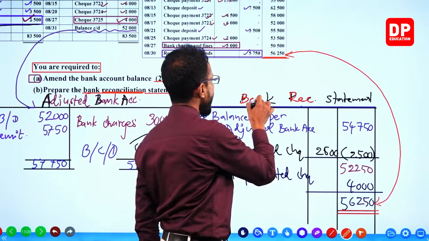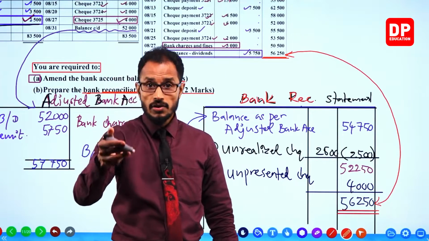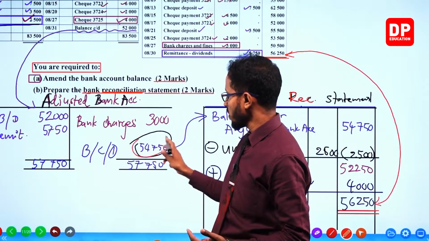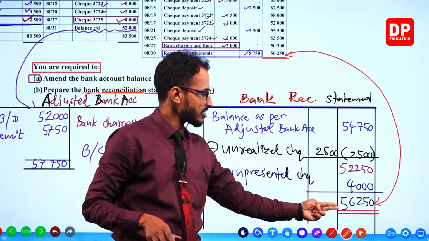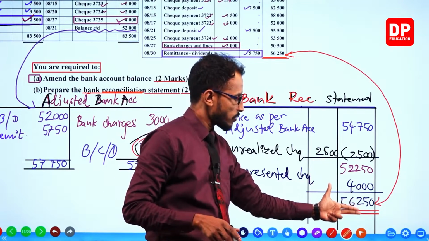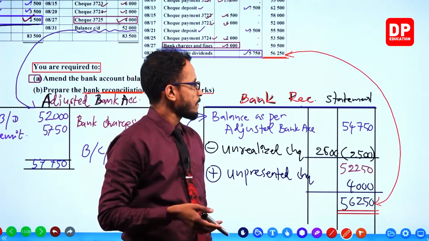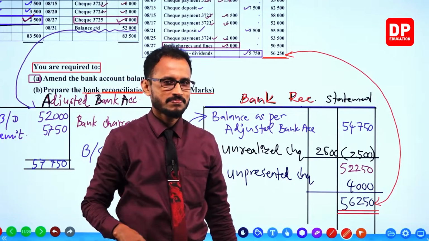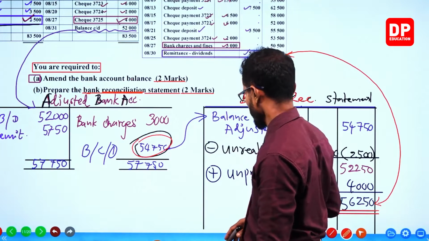What we do with the bank rec is we tally our adjusted bank account balance, which is this one, with the bank statement balance, the final balance. That is what we do from the bank reconciliation: make these two things tally. That's right. Let's go to the next question, shall we?